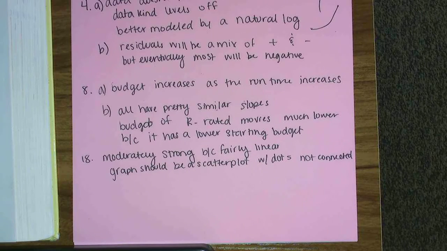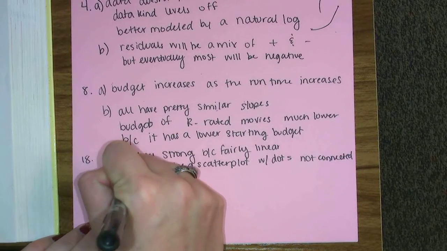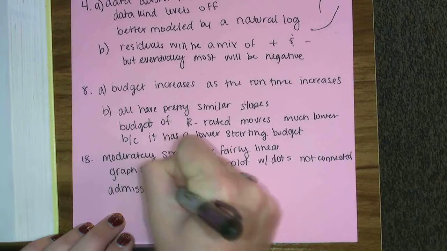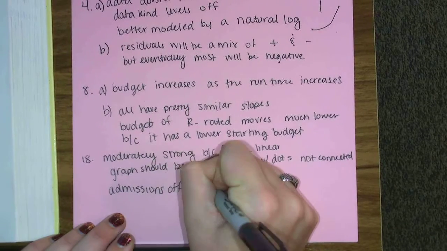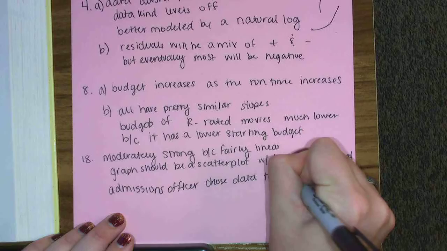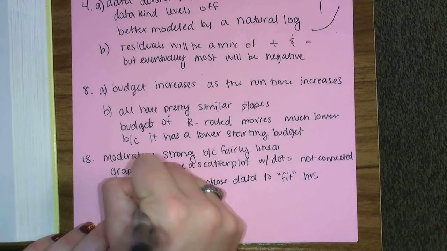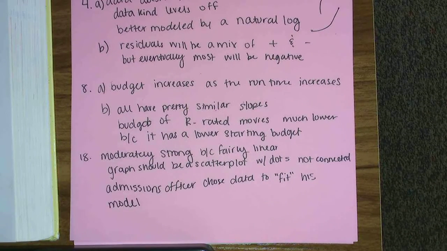So I would say that it's probably the admissions officer chose data to fit, and I would put that in quotes, his model, to prove his point, meaning the scores and the GPA. Not to say that he 100% did that, but based on what we see, we would probably need to see a true scatter plot to know if he did or didn't.